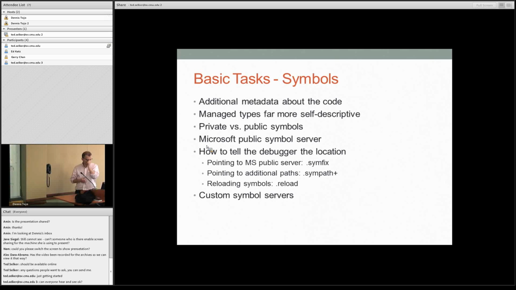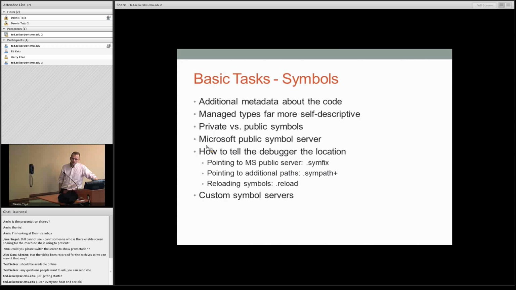If you want to tell the debugger to use a particular set of symbols, you've got to use some of these commands. One is .symfix. What that command does is tell the debugger to go out to the Microsoft public symbol server, because we keep one of those around, and it will pull down symbols automatically for you, the public ones. So you don't have to worry about which version of Word am I using, is it a hotfix on top of it, where should I go and find those symbols. It's just streamed down automatically.